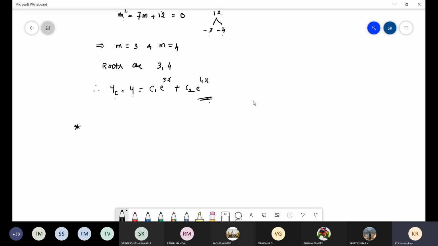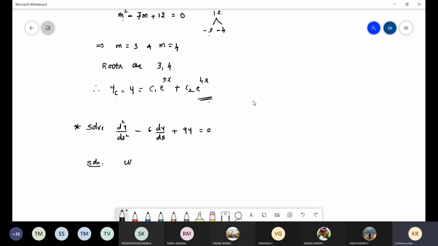Yes, I will take one more problem. A simple problem only. Solve d square y by dx square minus 6 dy by dx plus 9y equal to 0. See, they will give you the problem in such a way that you will get different roots, all cases, combinations of cases, everything. So try to understand the procedure, especially the 3 case general formula.